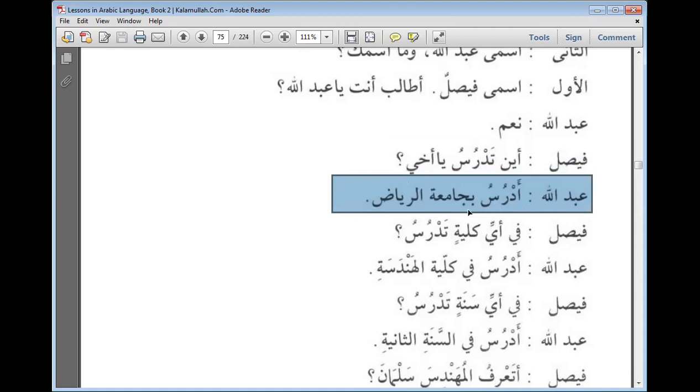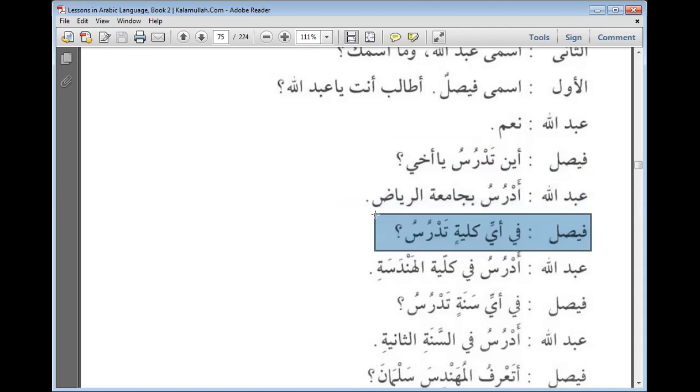Adurusu, I study Bijami'atir Riyadi, in Riyadh University. All right? Faisal asks, في أي كلية تدرس? In what faculty do you study? Again, we see the verb here, tadrusu, with the ta in front, right? I want you all to remember that because we're going to see it again in a different meaning later on. This tadrusu with the ta in front. Please take special note of that particular version of the verb.